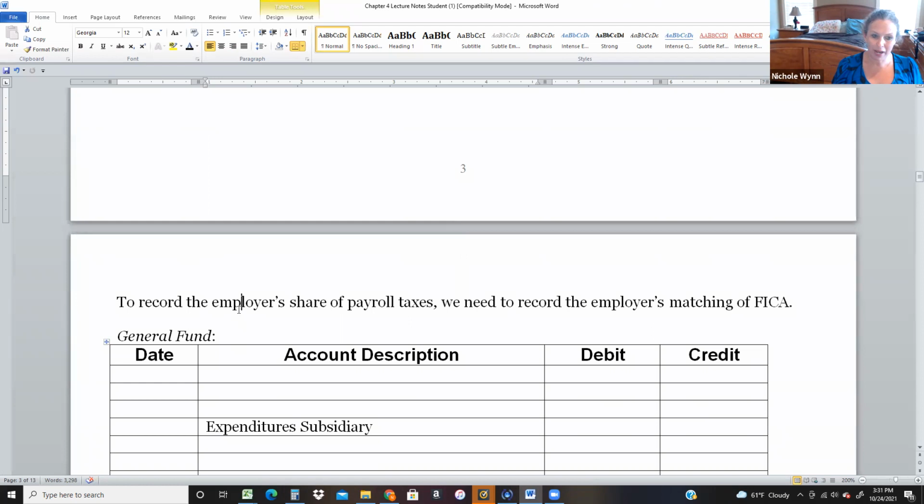So now we have to do the employer's share of payroll, so we have to match the FICA. So when we match the FICA, we're going to have more expenditures, and then we're going to go ahead and pay those.